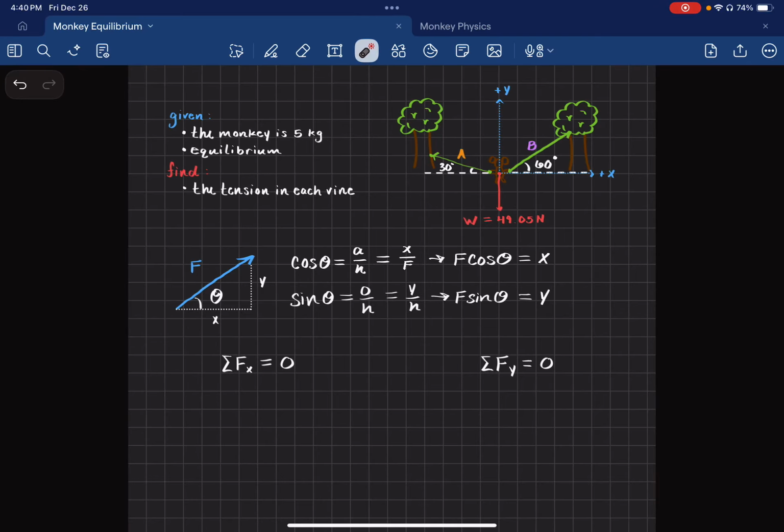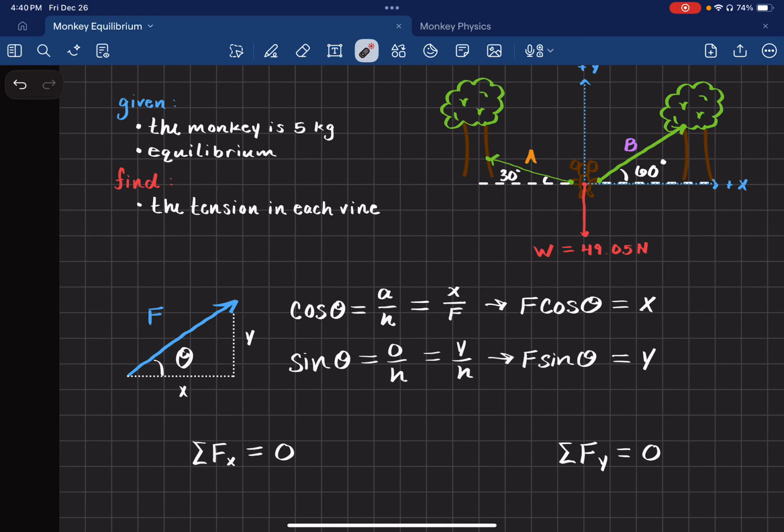The quickest and most common way to solve these equilibrium problems is by using components of forces and the two equilibrium equations. This problem says find the tension in each vine, so we're going to find A and B. We're going to use these equations, but in order to do that, we have to understand how components work.